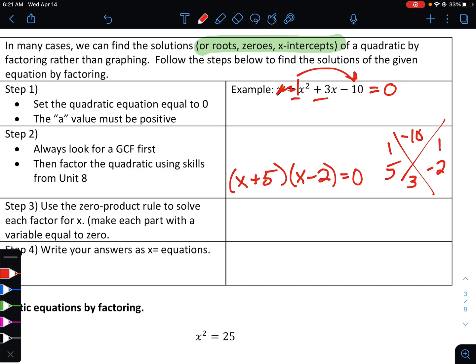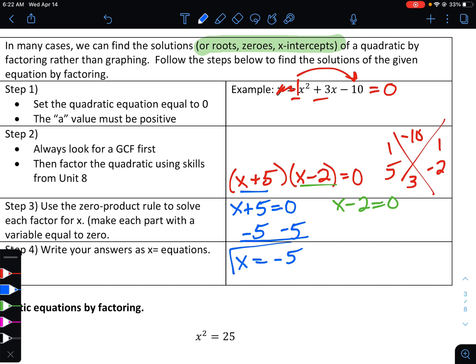In step 3, we're now going to use what we learned in section 10.1 to help us continue solving. Remember, that is the zero product property, where we set each of our factors equal to 0. So x plus 5 is equal to 0. And also x minus 2 is equal to 0. Then we'll go ahead and solve each of those factors. So on the one for the left, we will subtract 5 from both sides. That'll give us one of our solutions, which is that x can equal negative 5. And for the other, we'll add 2 to both sides. And that will mean that x is equal to positive 2.